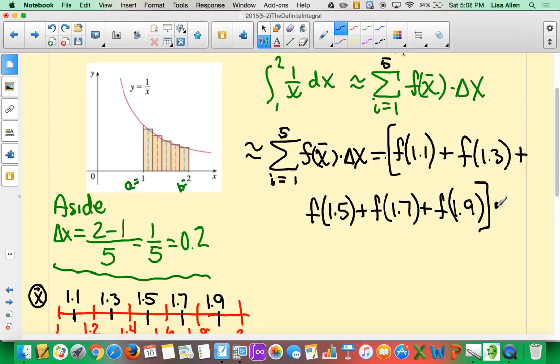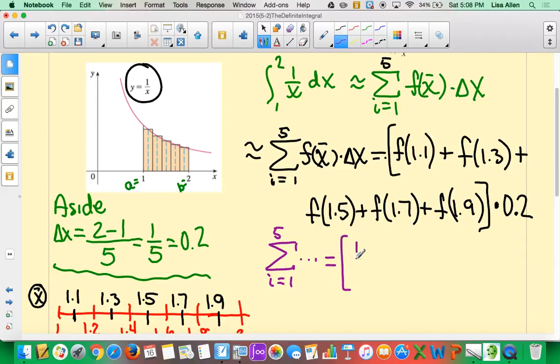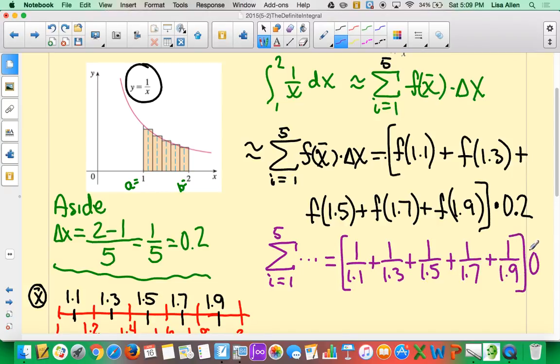And then I'm going to multiply in the end by delta x, which is 0.2, or 1/5. So we get the following. Remember, this is the function y equals 1 over x. So this is equal to the summation from i equals 1 to 5, and I'm going to be a little brief with this, but that would be equal to 1 over 1.1 plus 1 over 1.3 plus 1 over 1.5 plus 1 over 1.7 plus 1 over 1.9, put a bracket here, and then we multiply by 0.2.